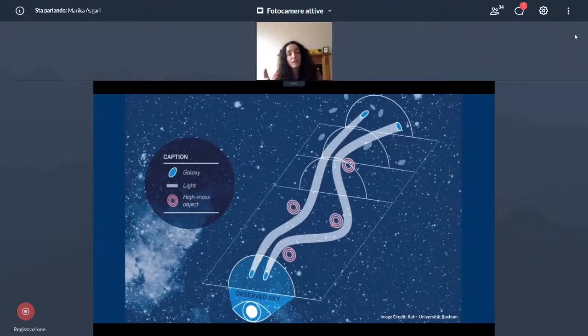Now, if you have a couple of galaxies in the background and their light passes by similar structures, the distortions are going to be coherent, creating a correlation between the shapes. And this correlation is what we measure as our primary signal, called the cosmic shear signal.